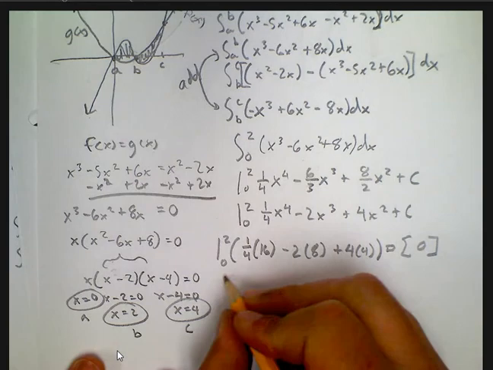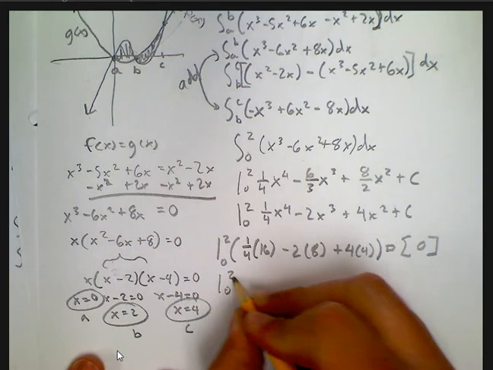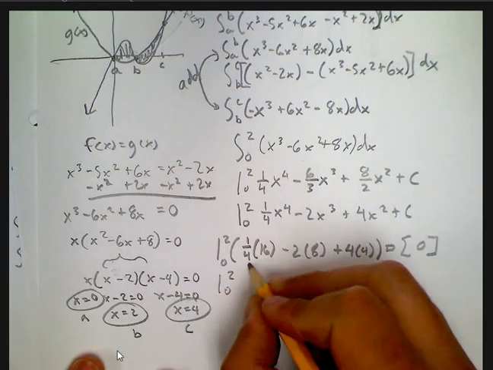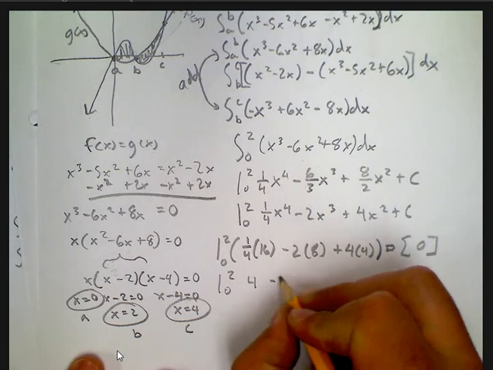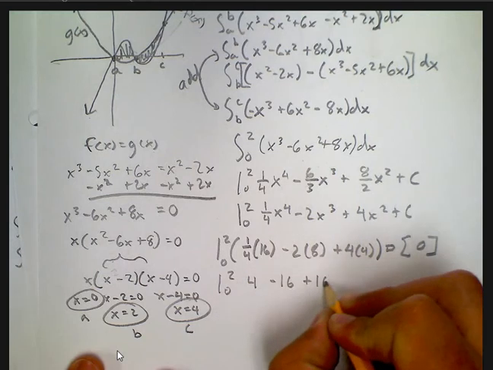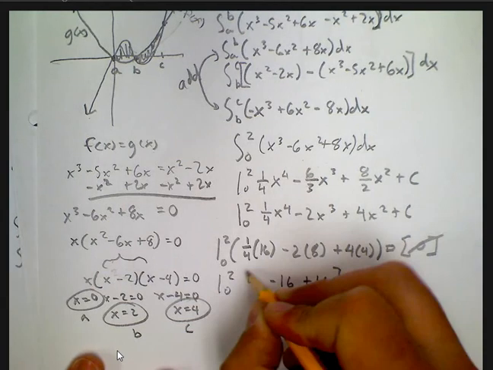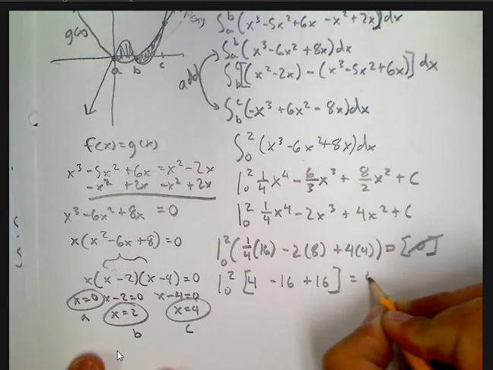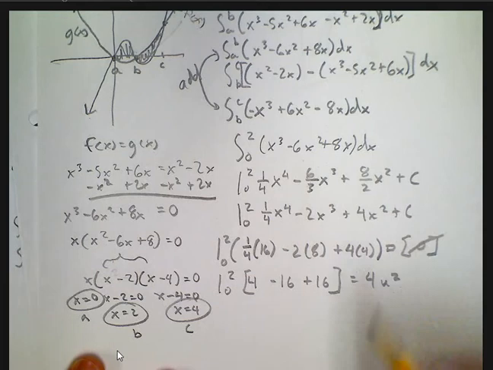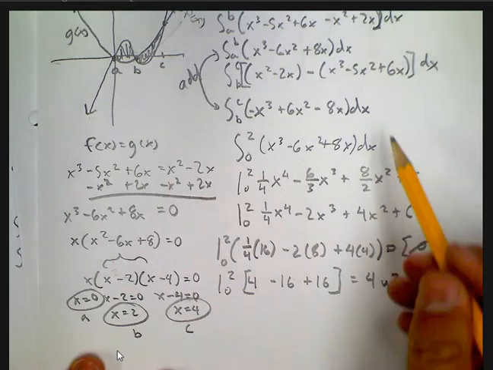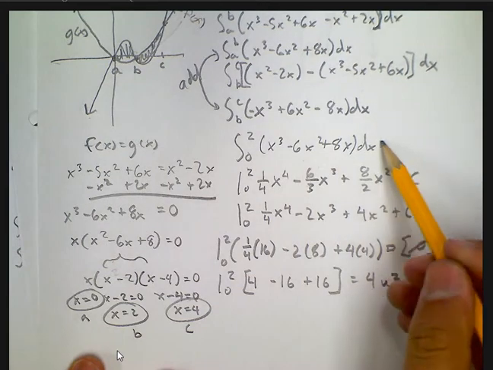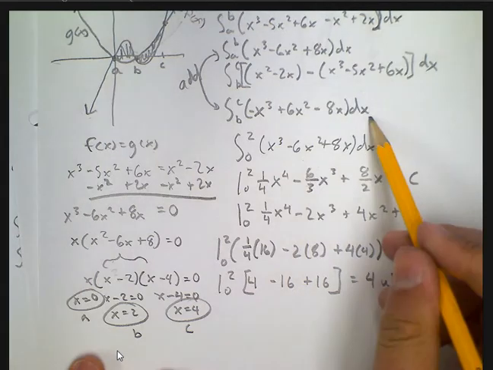Alright, so here I get 4 minus 16 plus 16, and that's gone. So it equals 4 units squared. Now that's only for this first part right here.